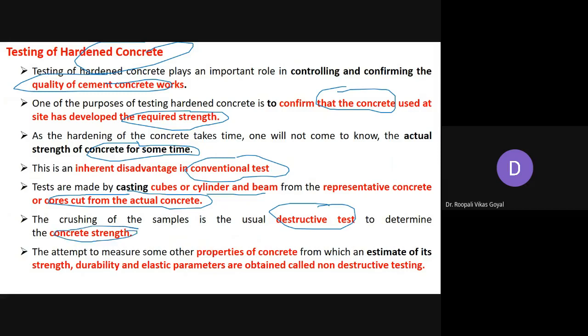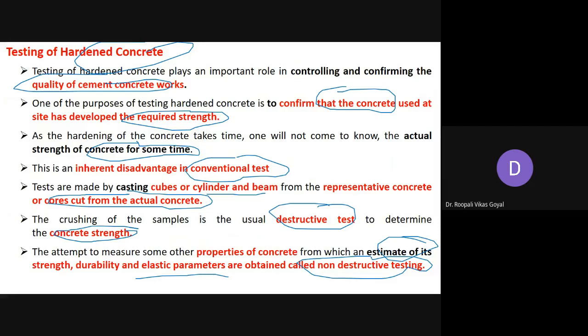Also, instead of applying load to failure, some other properties of the concrete are estimated, and they are used to estimate its strength, durability, and other elastic parameters. In this, we are not loading the specimen up to failure. It is called non-destructive testing.